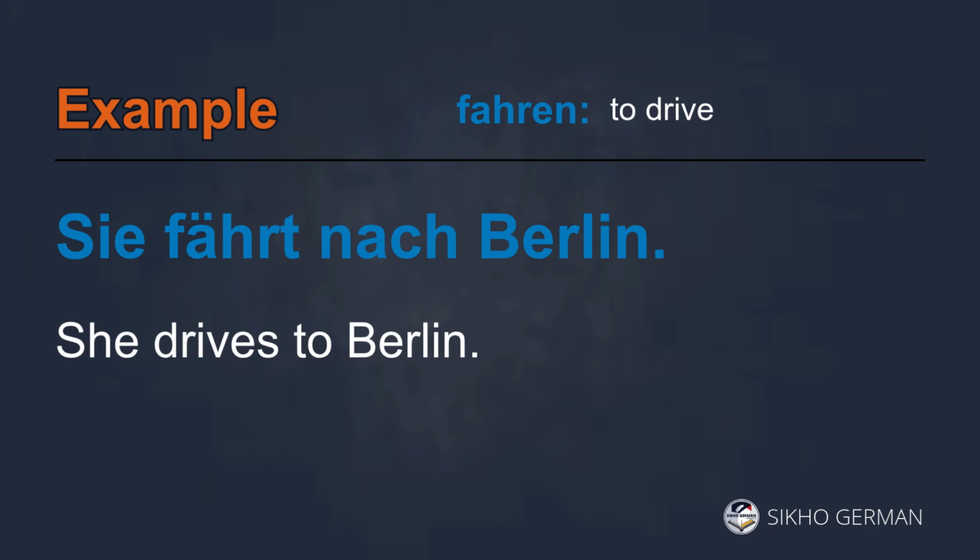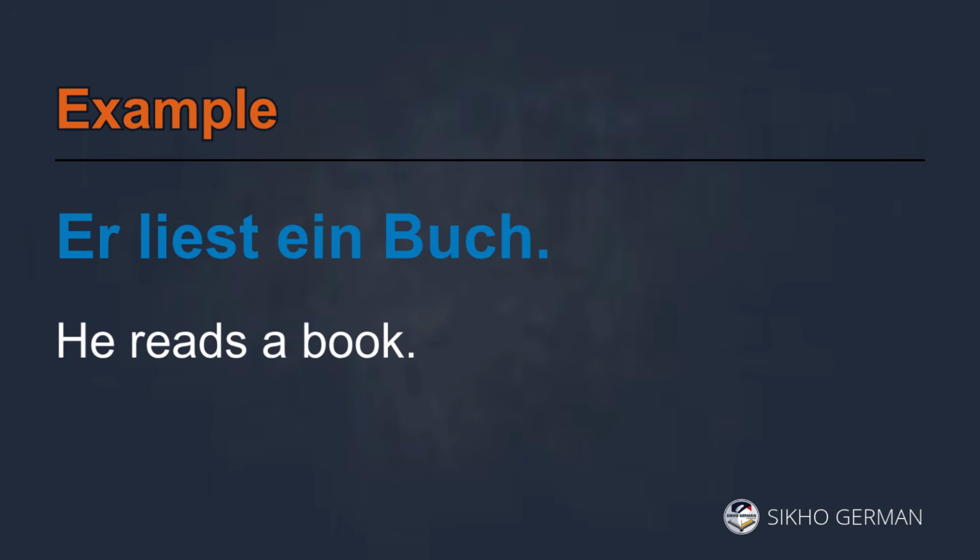Er liest ein Buch. He reads a book. The verb is lesen, to read. The subject is er, so we use liest. Pattern 1a. E becomes ie. This is one of the most common irregular verbs you'll use in everyday German.